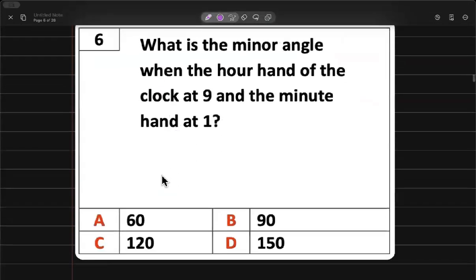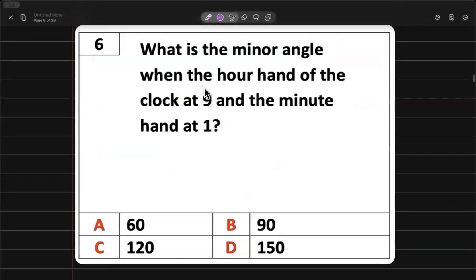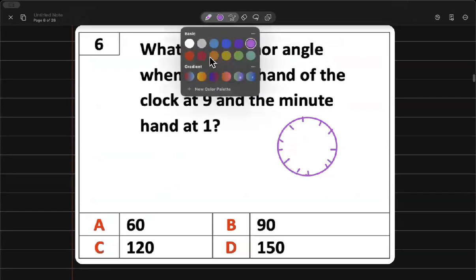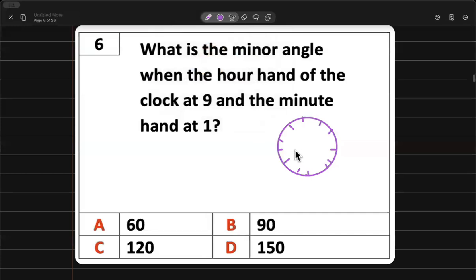For the next question, question 6, what is the minor angle when the hour hand of the clock is at 9 and the minute hand at 1? If you have a clock like this, so this is 9, check it together. So this is at 9, and this is at 9 and 5 minutes.